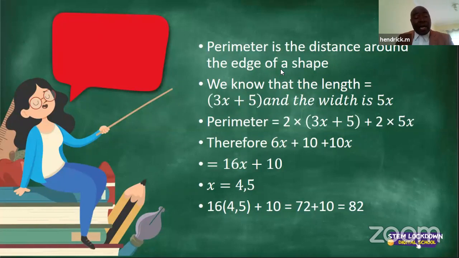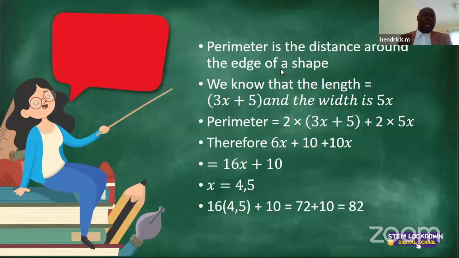Remember, a rectangle has got how many lengths? 2. Because the rectangle is four-sided. So you've got a length and a length. Then you've got a breadth and a breadth. That is why I'm saying that the perimeter is two times the length. So it will be 2 times 3x + 5, which is given as the length, plus 2 times 5x. Now you can solve or simplify this expression.